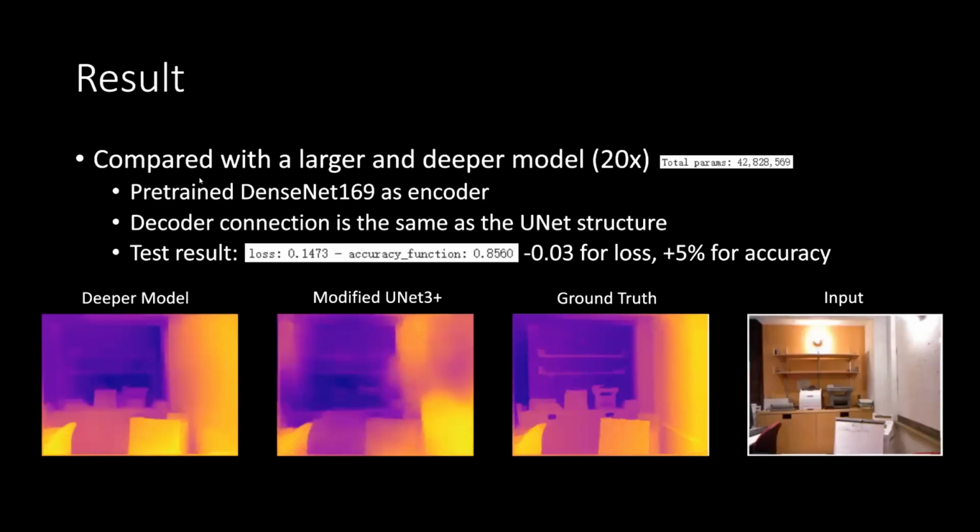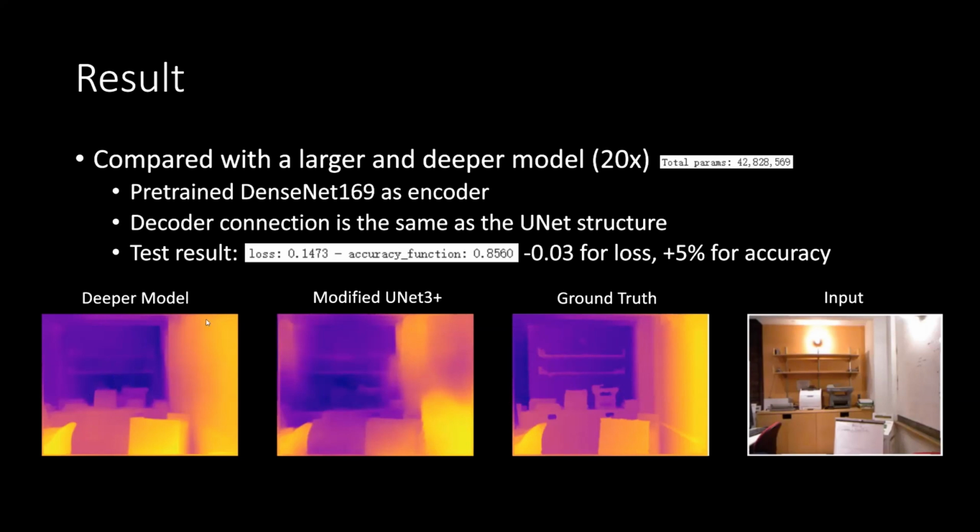And then I compared my modified model with a larger and deeper model on the internet, which has 20 times more parameters. It is a pre-trained DenseNet 169 as encoder, and the decoder connection is the same as the UNet structure. And the test result for this larger model has 0.03 less loss and 5% more accuracy compared with mine. So you can see that the deeper model can get even finer details like the printer, and the surface is even smoother.